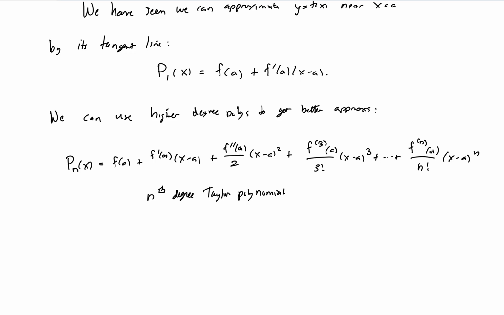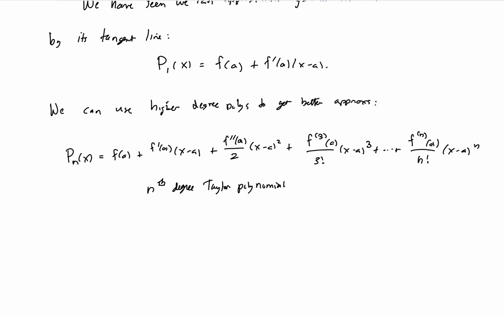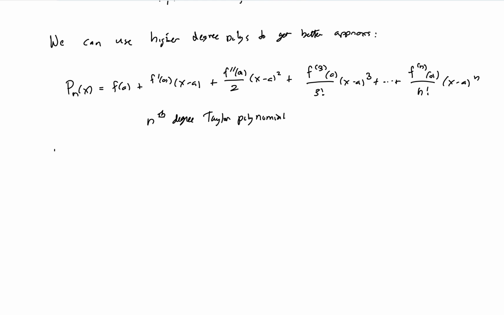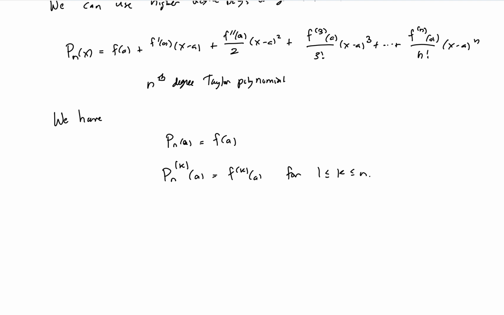Now the important property of this is that it matches the derivative of our function all the way up to the nth derivative. And this is what makes it a good approximation. Notice if I plug a into this, all of the terms with degree 1 or higher will actually be 0, so this is just f of a. And then for any derivative, let's just say the kth derivative, this will match the kth derivative of f. So it matches all of its derivatives, and this really makes it a good approximation. We're not going to check this property in general, but let's go ahead and check this for P3.